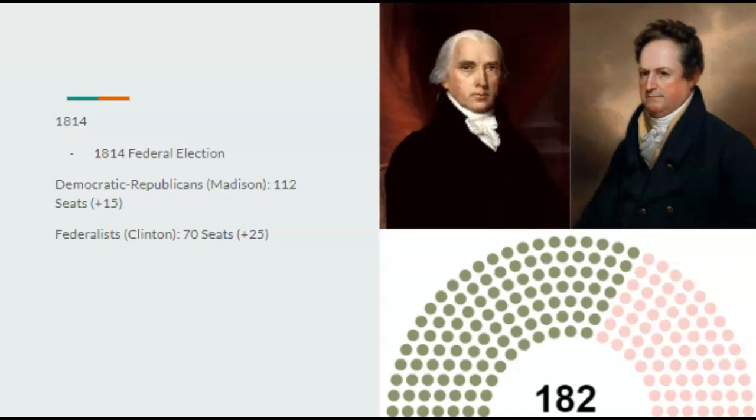Why do they both gain? Well, more seats are added to Congress because more states have been admitted into the United States. However, if we were to get rid of that and just make a net gain, the Federalists would have gained 10 seats outright over the Democratic Republicans. However, the Democratic Republicans would still have a majority. Madison would be reelected as Prime Minister, 112 seats to the Federalists' 70 seats.